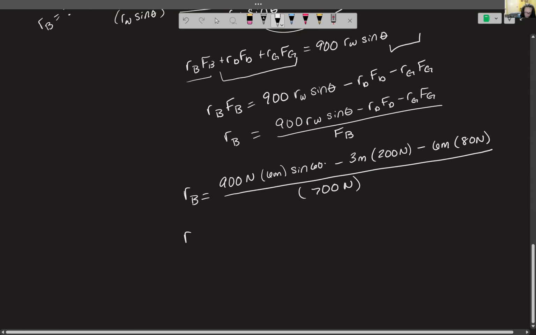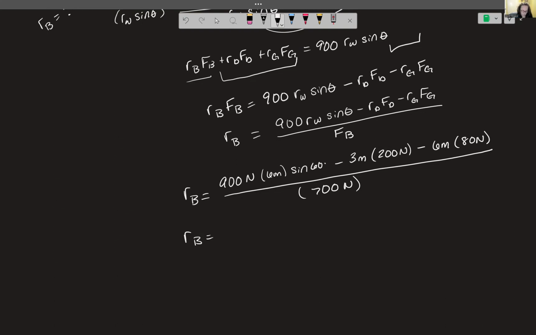700 newtons. And so what is the furthest that my bear can go out before this wire starts to break? So 900 times 6 times sine of 60 is 4676.5 minus 600. All of these are newton meters. Minus 480 divided by 700 newtons, we'll end up with meters. That's good. So this is 4676.5 minus 600 minus 480 divided by 700. Hopefully it's not further than the beam, or we're in a pickle.